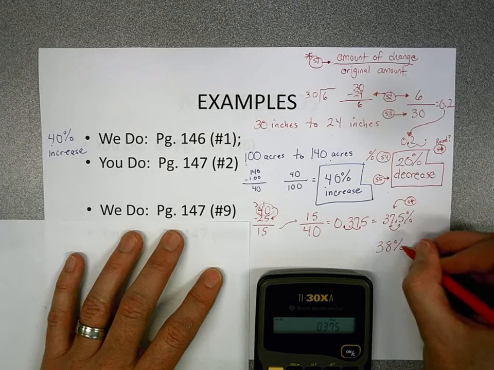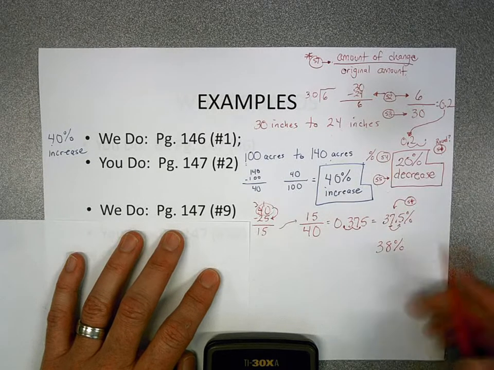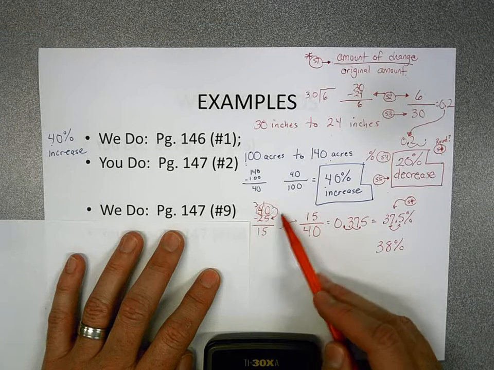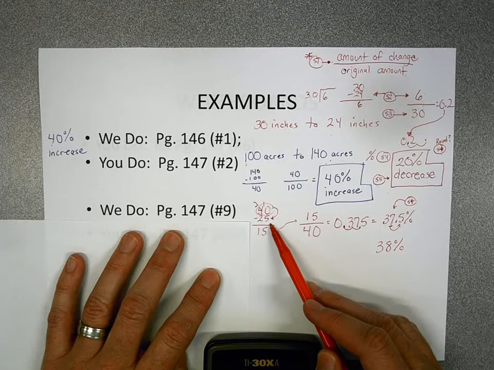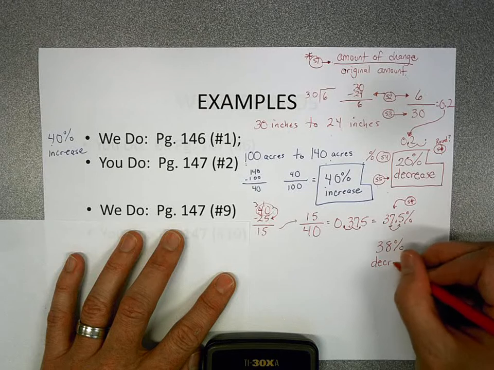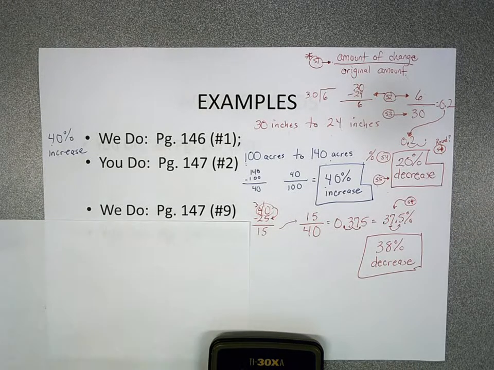Now comes, don't forget, step 5, right? The increase, decrease part. It went from 40. He got faster, yes, but it went from 40 to 25. So when it comes to time, there was a 38% decrease in the amount of time it took him. And there's our answer. Okay, questions on that one?